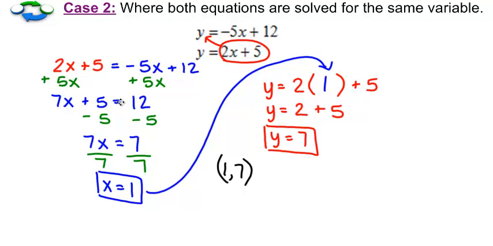To solve this, the first thing we do is add 5x to both sides, giving us 7x plus 5 equals 12. From there, we subtract 5 from both sides. That leaves us with 7x equals 7, and we divide by 7 to get x equals 1.